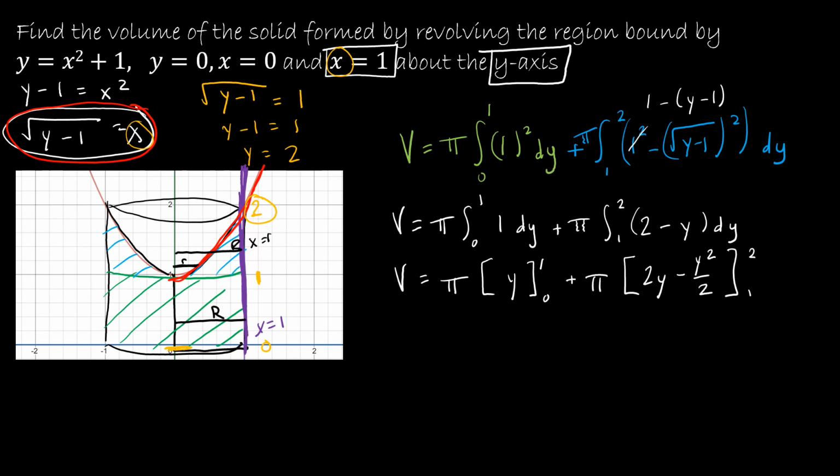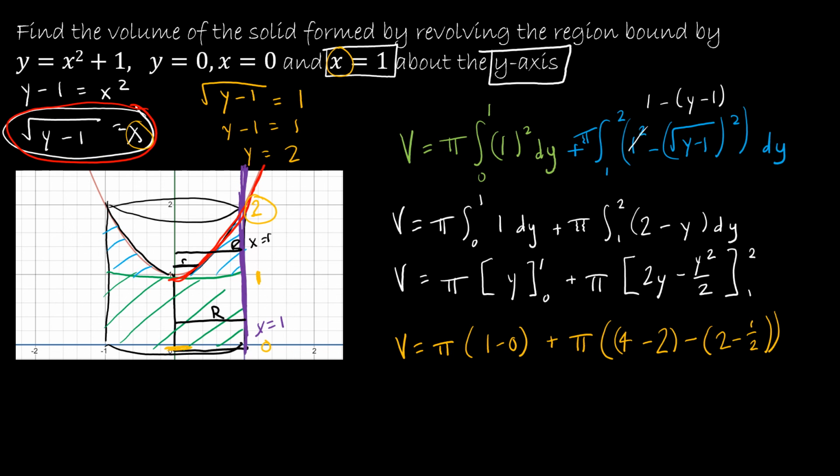So now I'm going to start plugging in the values. So I have pi, and then this is 1 minus 0. And then I have pi, and I have 2 times y, which is 4, minus 2 squared divided by 2, so 4 divided by 2 is 2, minus 2 times 1, which is 2, minus 1 squared over 2.